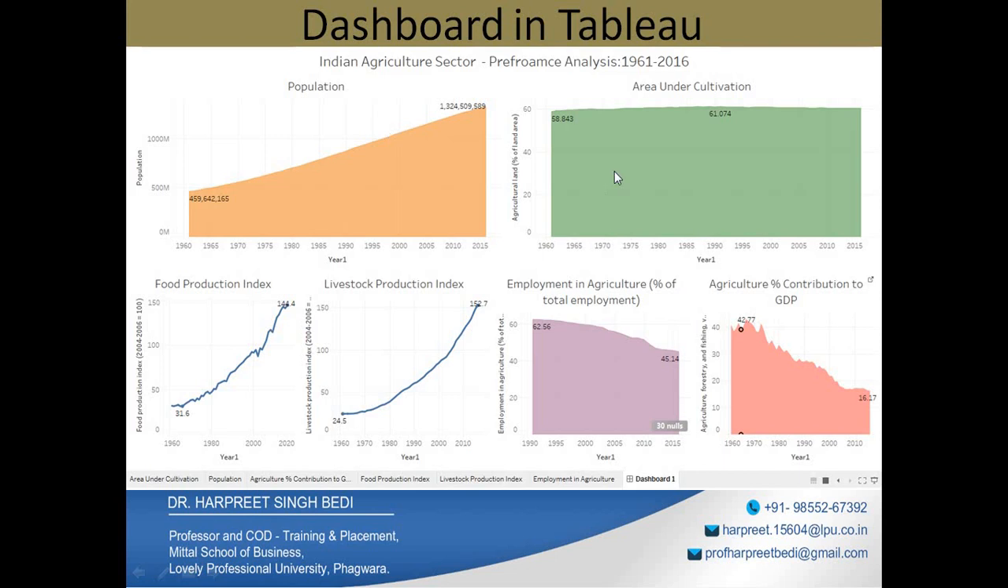I picked up the data of population, area under cultivation, food production index, livestock production index, employment in agriculture as a percentage of total employment, and agriculture's percentage contribution towards the GDP. So I have tried to prepare a dashboard like this.